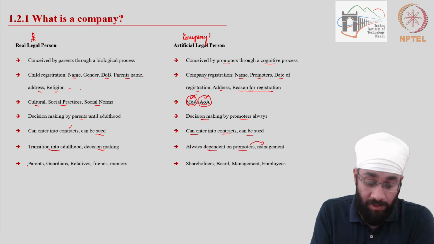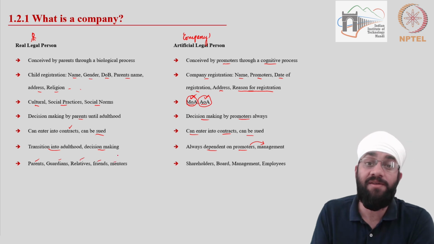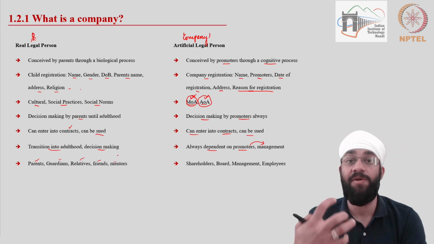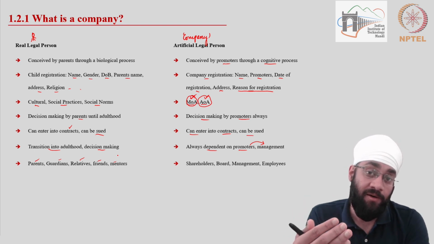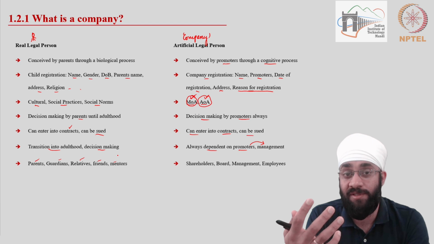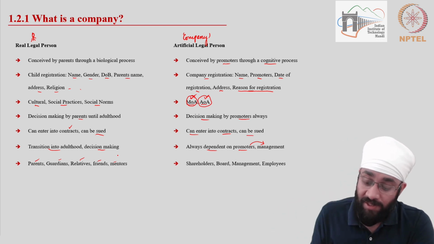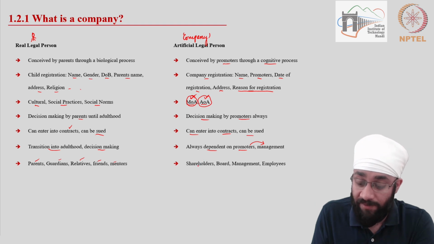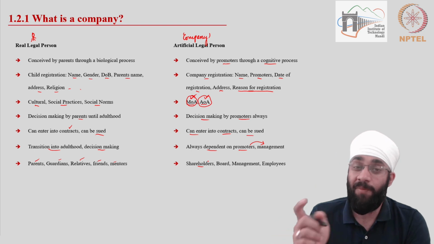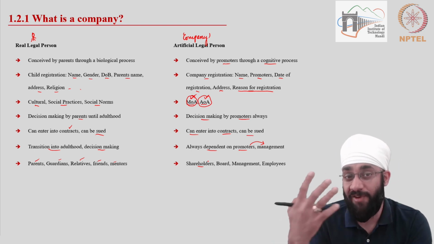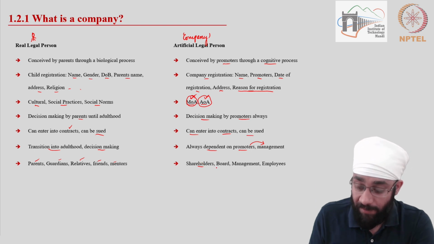Then for an individual, you have parents, guardians, relatives, friends, mentors, various interested parties, which are interested in the good upbringing of this person, guiding this person, making sure the person succeeds. Likewise, for an artificial legal person, you have shareholders. These are the people who invest money in the company. Your parents invest money in you, for education and everything in the beginning. Likewise, shareholders invest their money in a company.